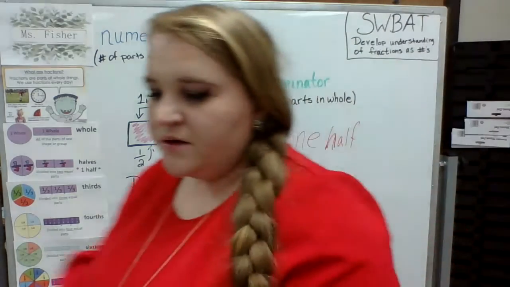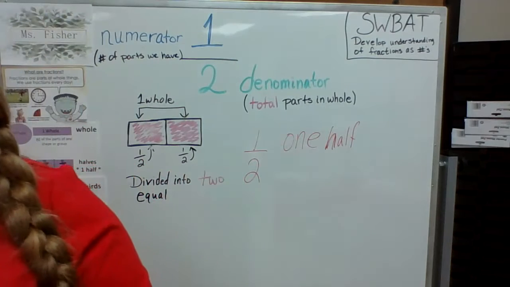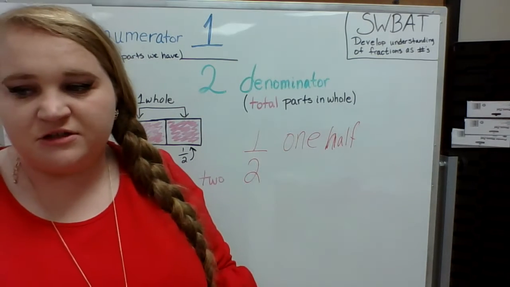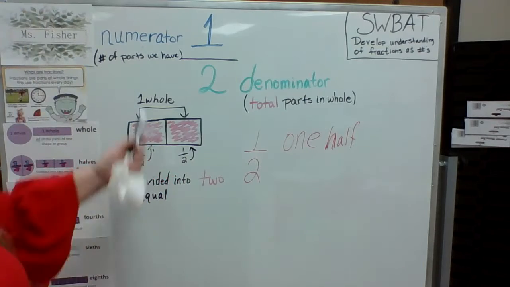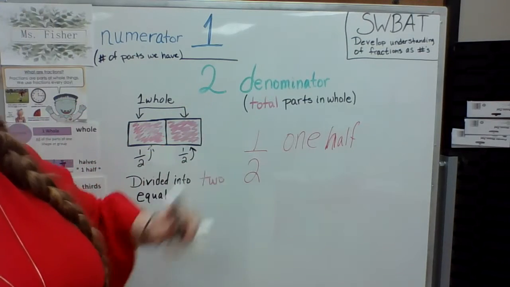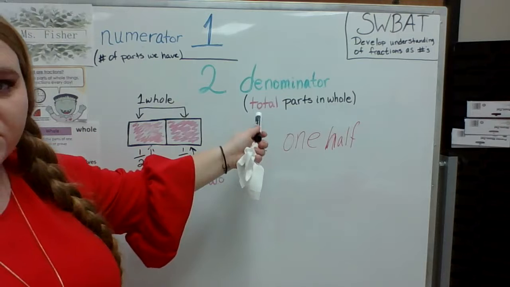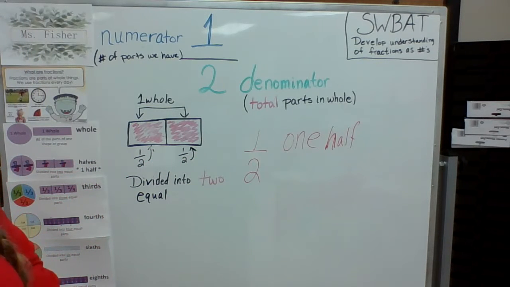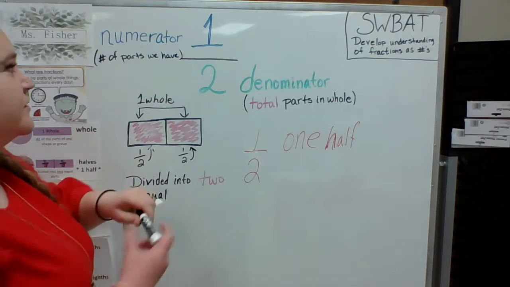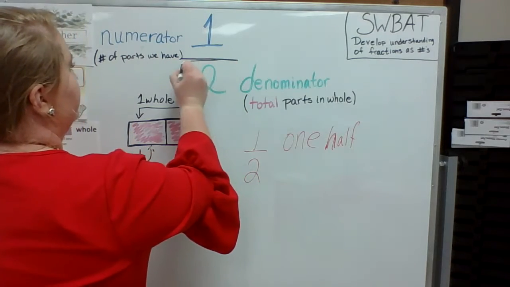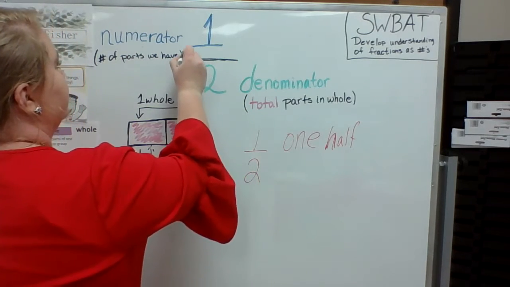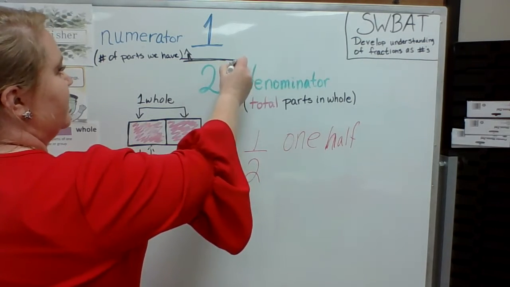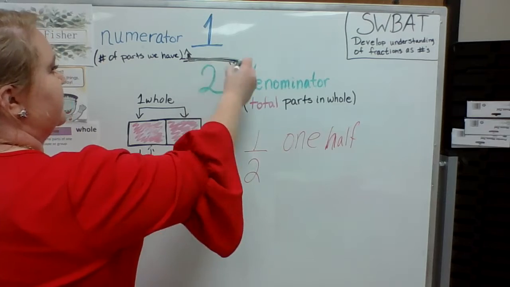Okay? So there are 2 parts to a fraction. Okay? Which is the numerator and the denominator. You have to have a numerator, you have to have a denominator. Okay? The numerator is above the fraction line. Okay? Denominator is below the fraction line. This is the fraction line right here.